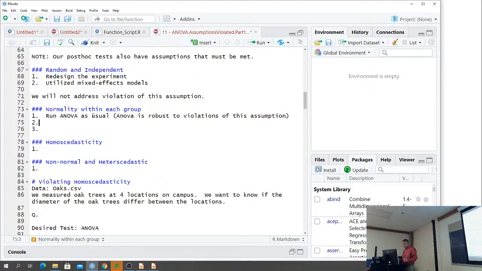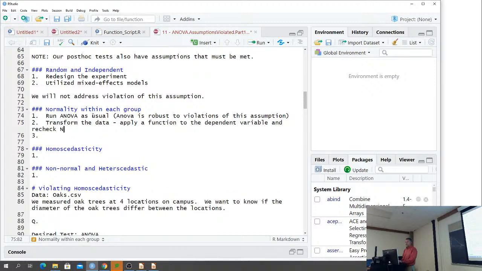Second option, if you want to be careful, and sometimes you have a reviewer that says, well, you're not normal, you can't use ANOVA. Second option that you could do is something called transform the data. So what we would do is apply a function to the dependent variable and then recheck the normality assumption.